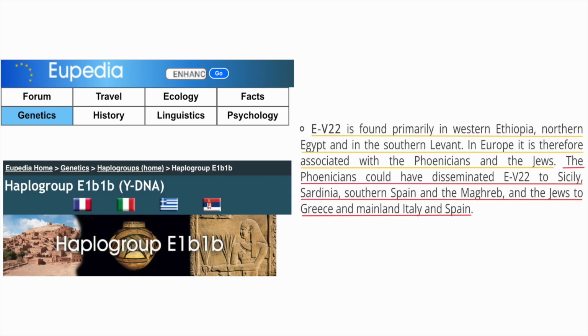According to the webpage Eupedia titled Haplogroup E1b1b, it reads, "E-V22 is found primarily in western Ethiopia, northern Egypt, and in the southern Levant. In Europe, it is therefore associated with the Phoenicians and the Jews. The Phoenicians could have disseminated E-V22 to Sicily, Sardinia, southern Spain, and the Maghreb, and the Jews too, to Greece and mainland Italy and Spain."